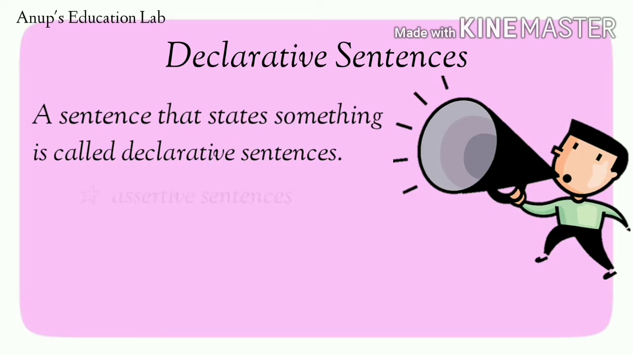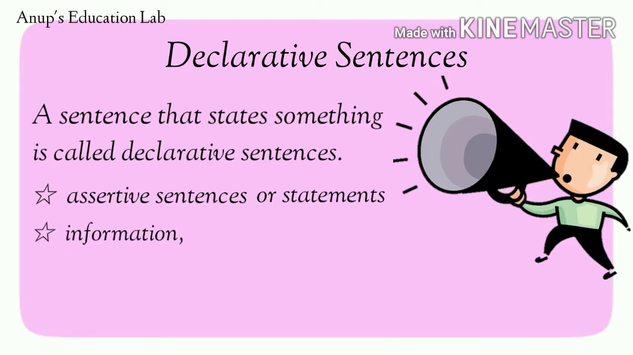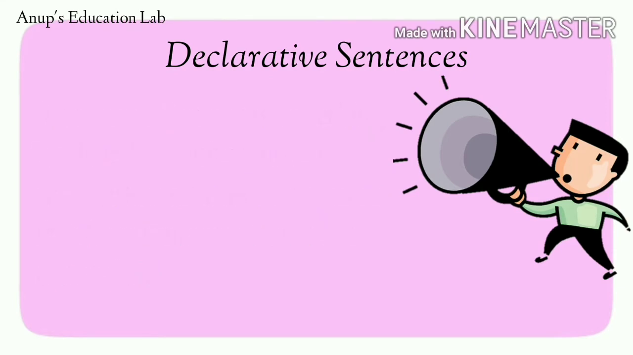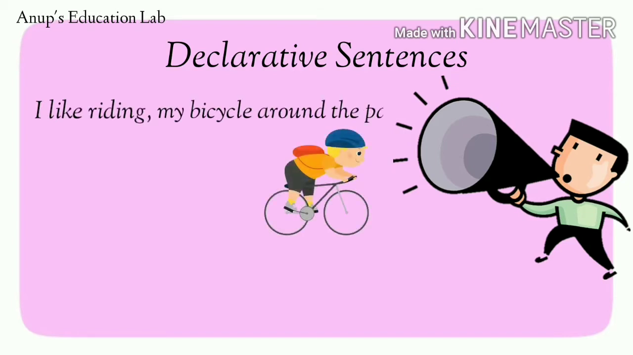They are also called assertive sentences or statements. They give information. They may state a fact or an opinion. Declarative sentences always end with a period, that is, a full stop. Let us see few examples. I like riding my bicycle around the park. This is an example of a declarative sentence which starts with a capital letter and ends with a period. In this sentence, we have a visible subject, that is I, and a verb, that is riding.